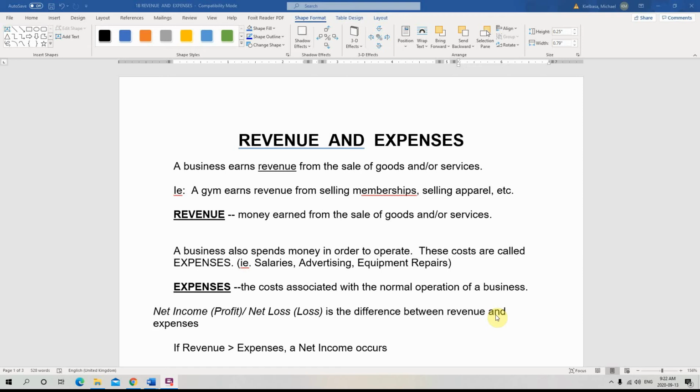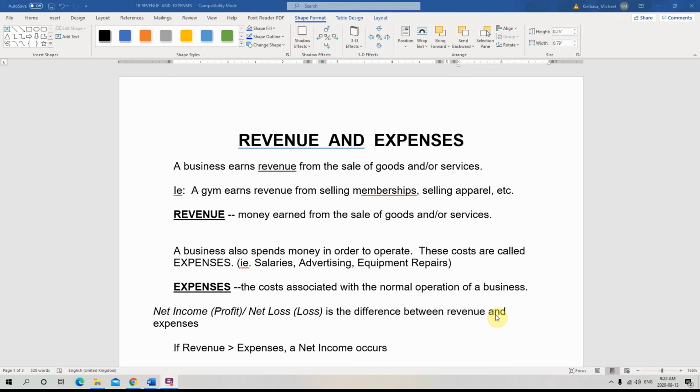Now, a business also spends money in order to operate. These costs are called expenses. So salaries or advertising or equipment repairs, okay? And these are costs that are associated with the normal operation of a business. Now, if we're talking about the expenses of the school board, you have the teacher salaries, you have the janitor salaries. Those all represent expenses. Equipment repairs, again, is another expense.